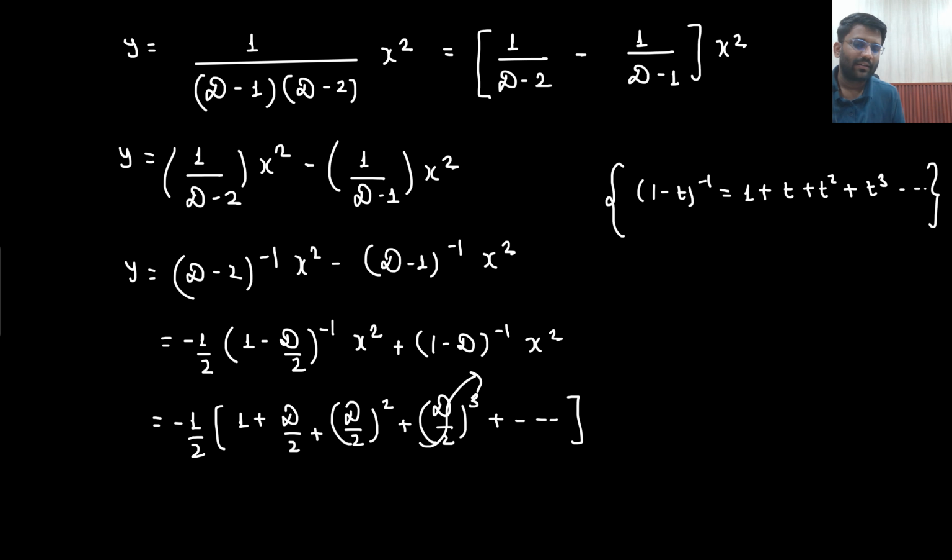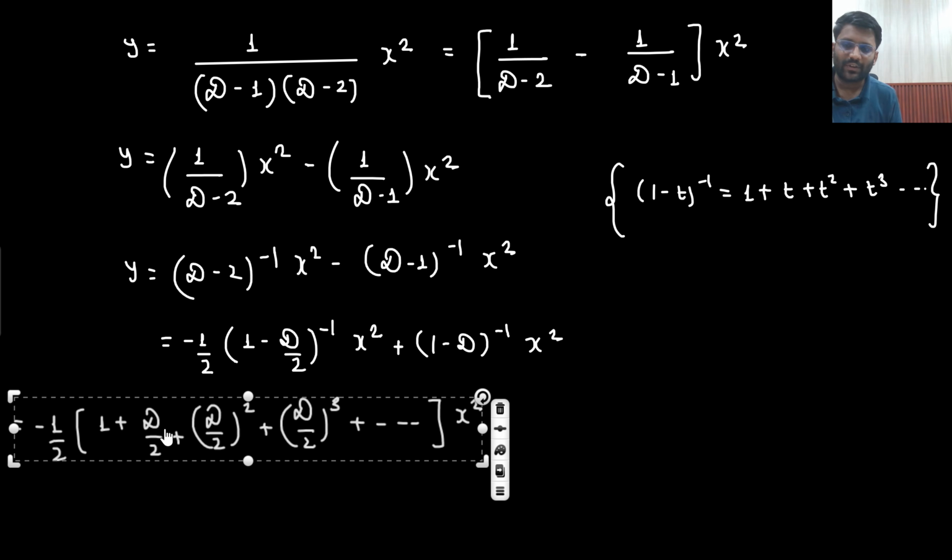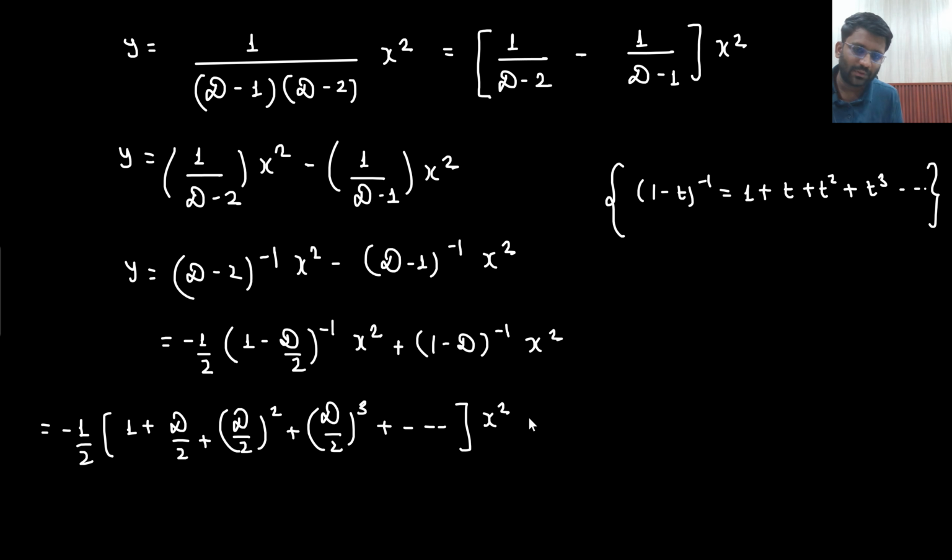What will this result in? 0, right? D cube x square. Eventually what you need to do is multiply d with x square. The answer will be 2x. D into x square, d x square, what will be the answer? That will be 2x. What will be the answer of d square x square? That will be 2. Are you able to understand this point? So we are just expanding this step. First expansion we have done. Let's do the next expansion.